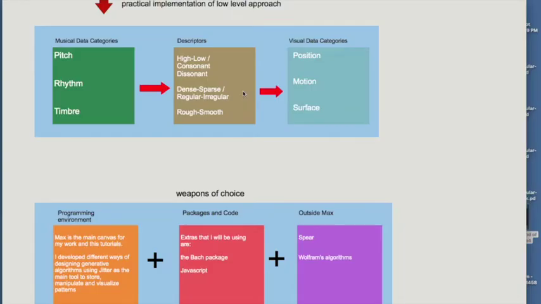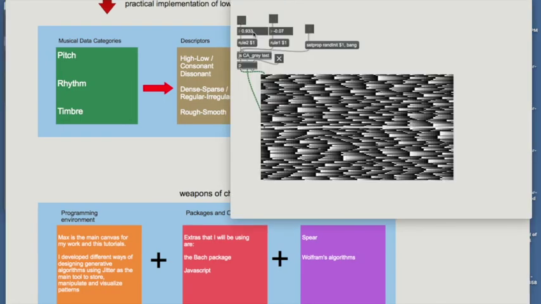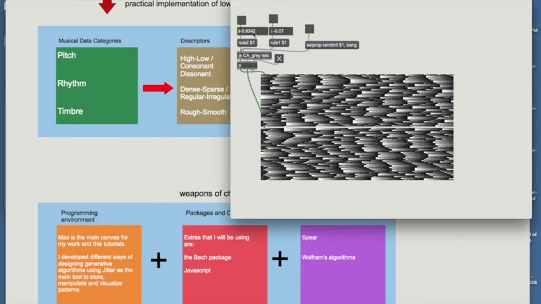Tools that I will be using for this series of tutorials are Max, first and foremost, as the general environment where I will be drawing my algorithms. And then I will be using the Bach library, and I will be using JavaScript, and I will be using Spear as a way of analyzing sound and taking some information from it, and some algorithms from all over the place. One I just showed from the Wolfram Alpha website. So I will be talking about this in more detail in the future.